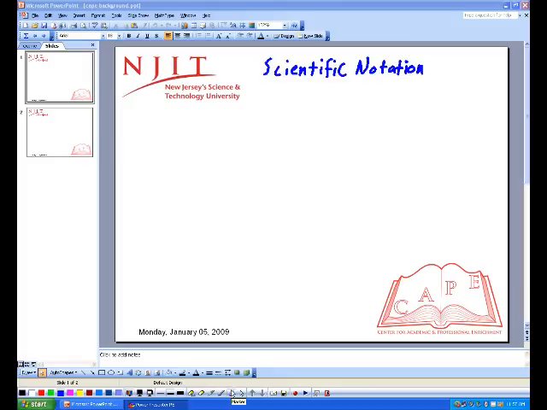Today I will be covering scientific notation. Scientific notation is a concept by which we convert numbers that would take up a lot of space into a compact form which takes up much less space. Numbers in scientific notation are always of the form c times 10 to the n, where c is the base and n is the exponent. C is going to be a number such that the highest digit is the units digit.